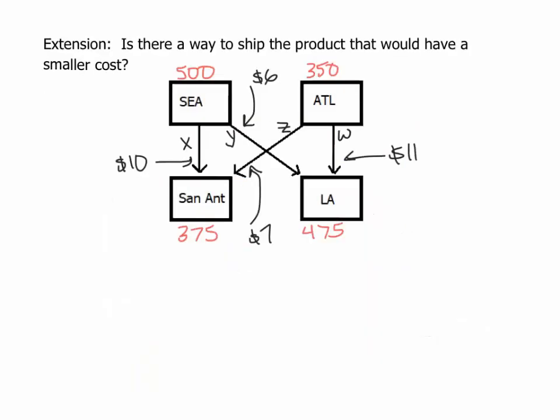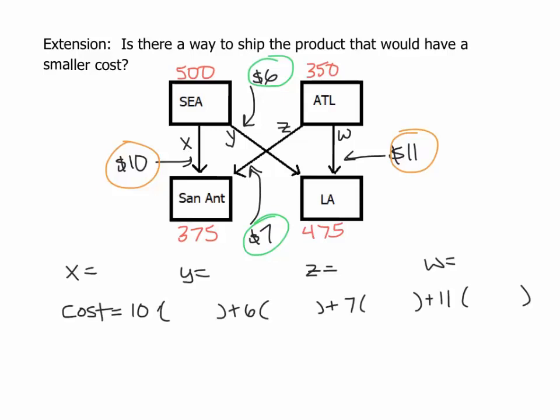Let's extend this problem. The question that we're going to answer is, is there a way to ship the product that would have a smaller cost? And usually there is. Notice 2 of our routes, from Seattle to LA and from Atlanta to San Antonio, are much cheaper than these other 2 routes, the $11 route and this $10 route. And so we're going to try to ship as much on these cheaper routes as we can so that we minimize the high-priced routes. Let's start by just trying to max out the cheaper routes.